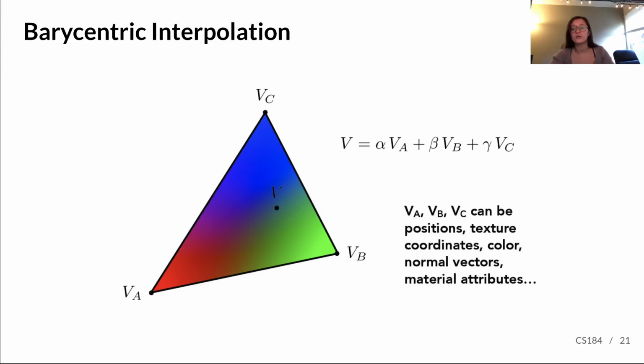Okay, and then we can also do this not just for colors, we can do this for texture coordinates, normal vectors, material attributes, and a lot of other cool stuff that we'll see later.